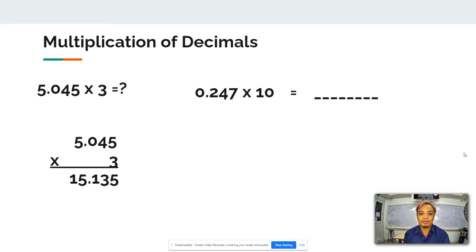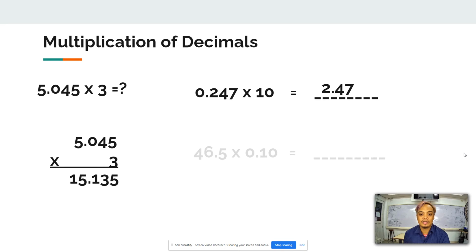There are some cases wherein we multiply decimals by figures of tens, and in this case, we can do mental multiplication. When you have 10 as a factor, we will just move the decimal place. In this case, we will move it one place to the right because there's a tens place only. So that is 2.47. When we multiply them by 100, we will move the decimal two places, and so on.